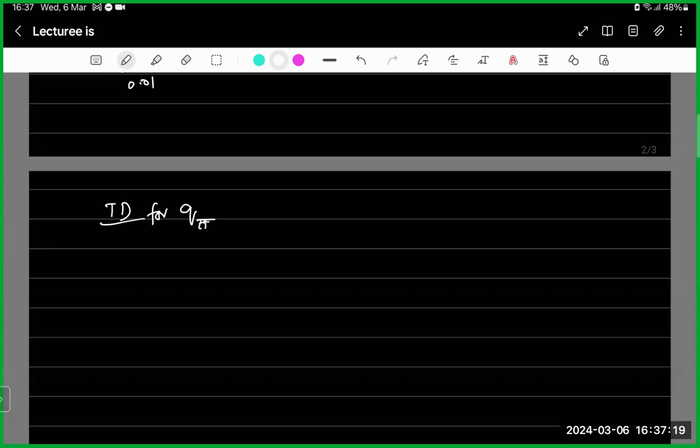So how did we derive the TD algorithm for V pi? Do you remember how we found the TD update for V pi? We just looked at the Bellman expectation equation and then did a sample version of that, right? So what is the Bellman expectation for V pi of s? R pi of s plus gamma times sum over s dash of V pi of s dash P of s dash given s, pi, right?